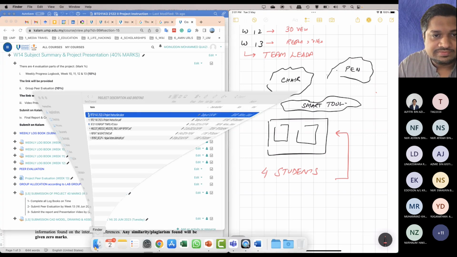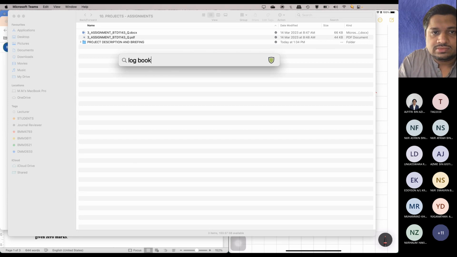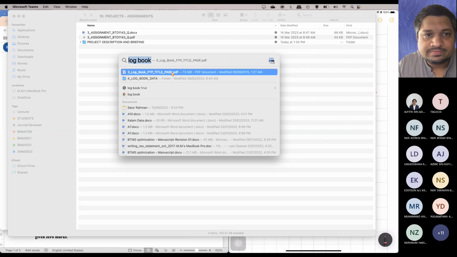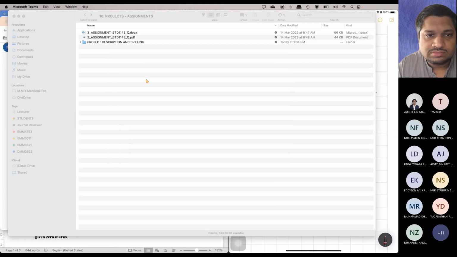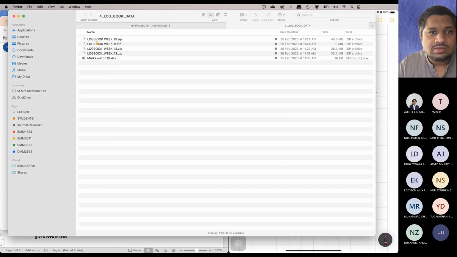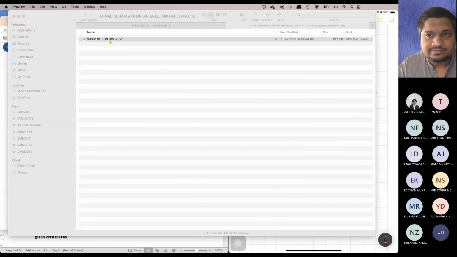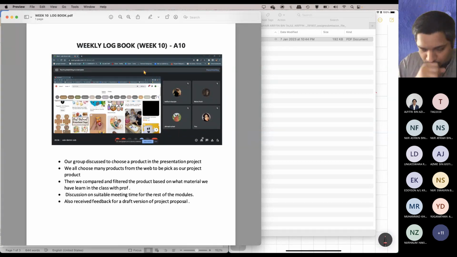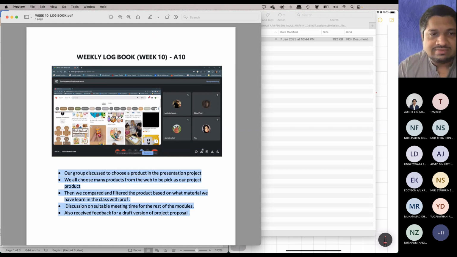Okay. For example, if you want to see some example of a logbook, okay. So for example, this is an example of a logbook. The logbook contains 4 persons, the group members, and they are trying to figure out what product they want to make and what activities they have carried out for that meeting. So this is an example of one logbook.